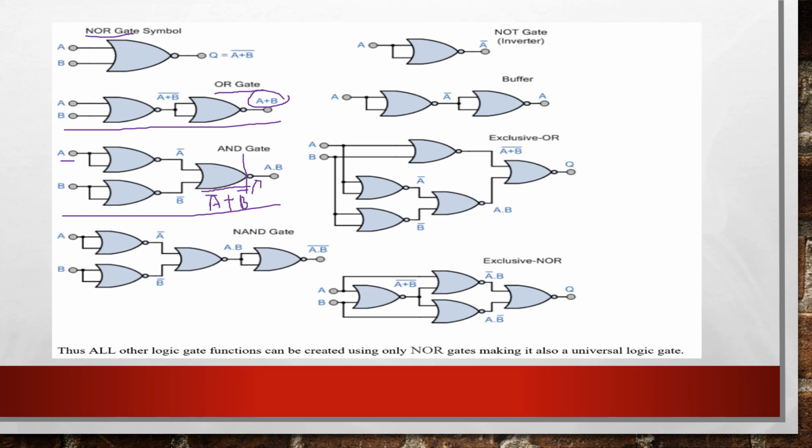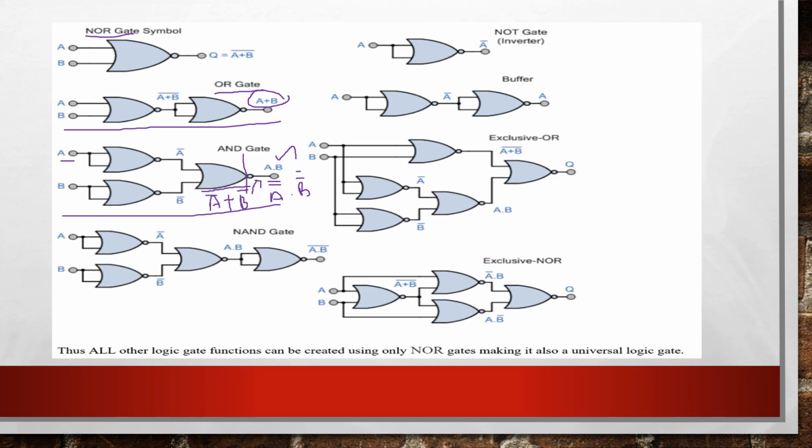That is, A bar is one of the variables, dot B bar another variable. So when I am going to separate like this using the De Morgan's theorem, each will have its separate complement. So it becomes A dot B. So that is the output of the AND gate. Thus we have represented the AND gate by means of using the NOR gate.